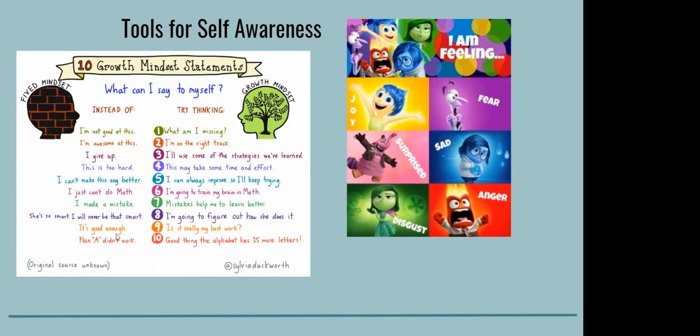It's good enough. Think about that with that middle school student especially. Well, that's good enough. I can just turn that in. But is it really your best work? And helping them to see that doing their best work is what they really should aim for. It's not about the grade. It's about giving it all you can. So those are conversations to have.